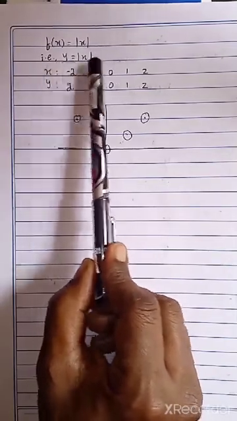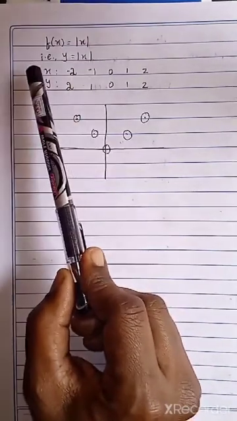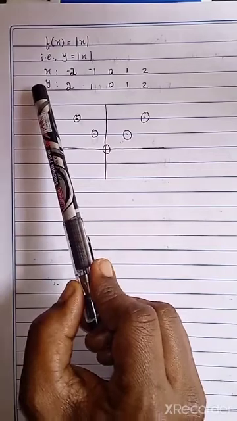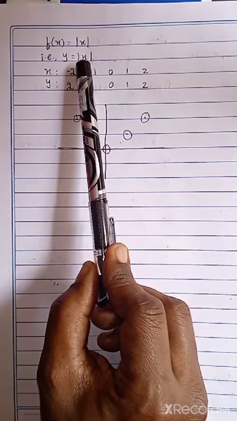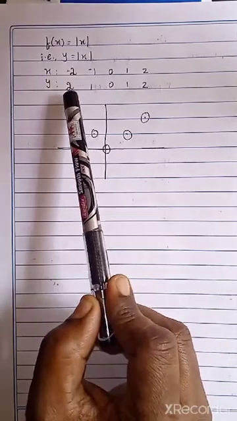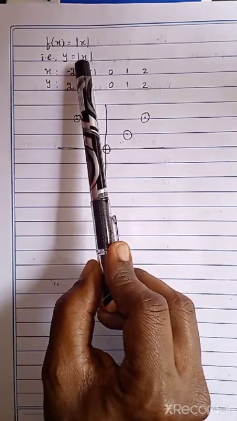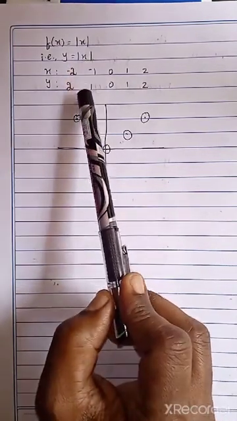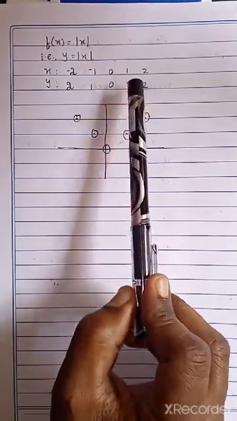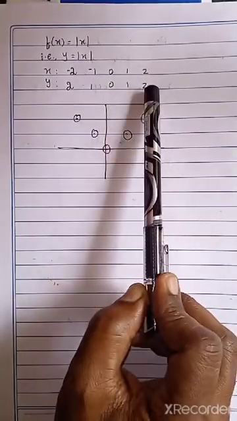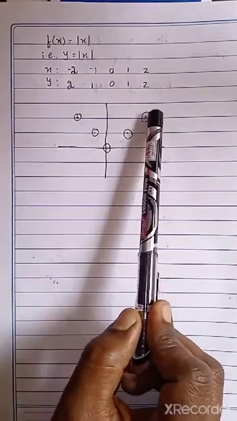For mod x we have to draw the graph. Y equal to mod x, we have to draw the graph. To draw it, we have to take x points and y points. If I take x equal to minus 2, the modulus of minus 2 is 2, so your y value is 2. If I take x equal to minus 1, mod of minus 1 is 1, so y value is 1. When x is 0, y is also 0. For x equal to 1, y is 1. For x equal to 2, y is 2. Correct? So for y equal to mod x, we are going to plot it on the graph.